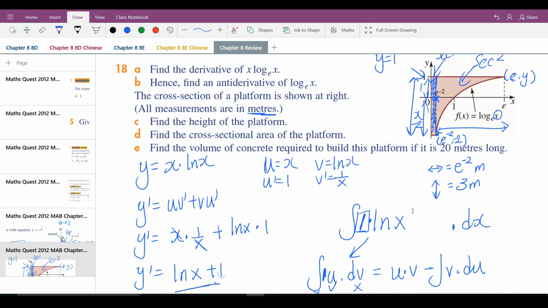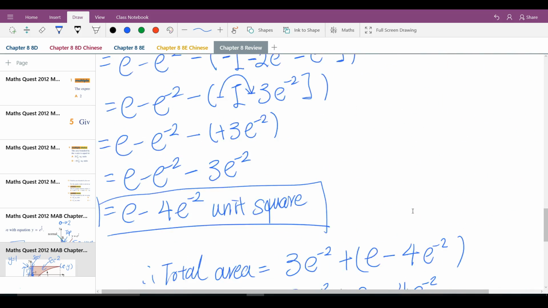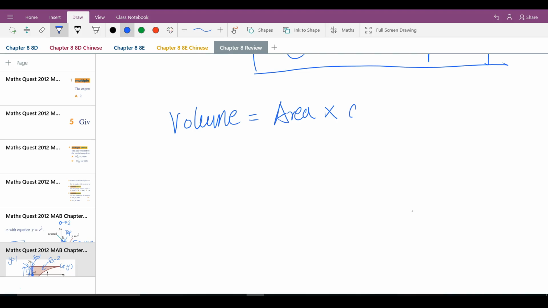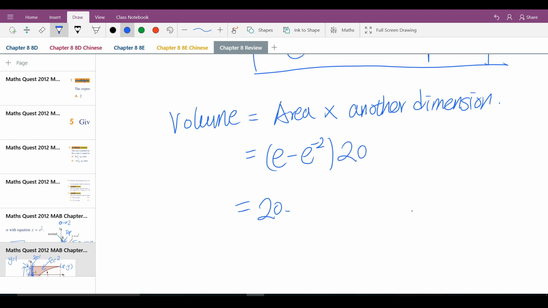Find the volume of concrete required to build this platform if it is 20 meters long. All right, so to find the volume is equal to area multiplied by another dimension. In this case it would be the length. So it would be e minus e to the negative 2, multiplied by 20. So that gives you 20e minus 20e to the negative 2.